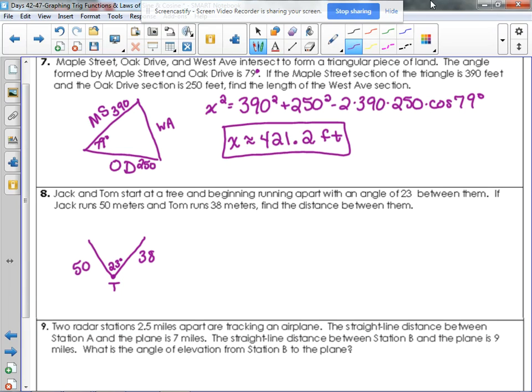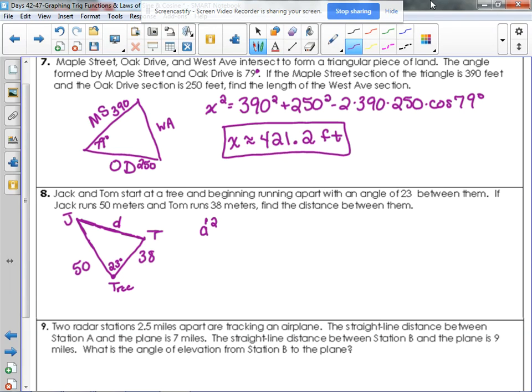It really doesn't matter which side you put that on. It's going to be the same difference either way. The question is find the distance between them. So my triangle's a little, I should probably make that side a little bit longer since it's 50 meters versus 38 meters. So we are looking for this distance right here between, I'm going to label that with the J and label that with the T, not to be confused with the tree down here. It wants the distance between Jack and Tom after they have run.